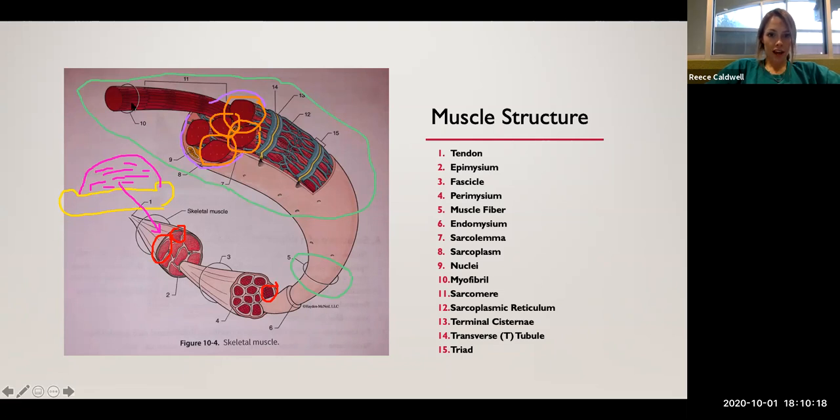And inside our myofibril, we have about 10,000 sarcomeres. So this right here is one sarcomere. This is another sarcomere. This is another sarcomere. We have about 10,000 of those in one myofibril.